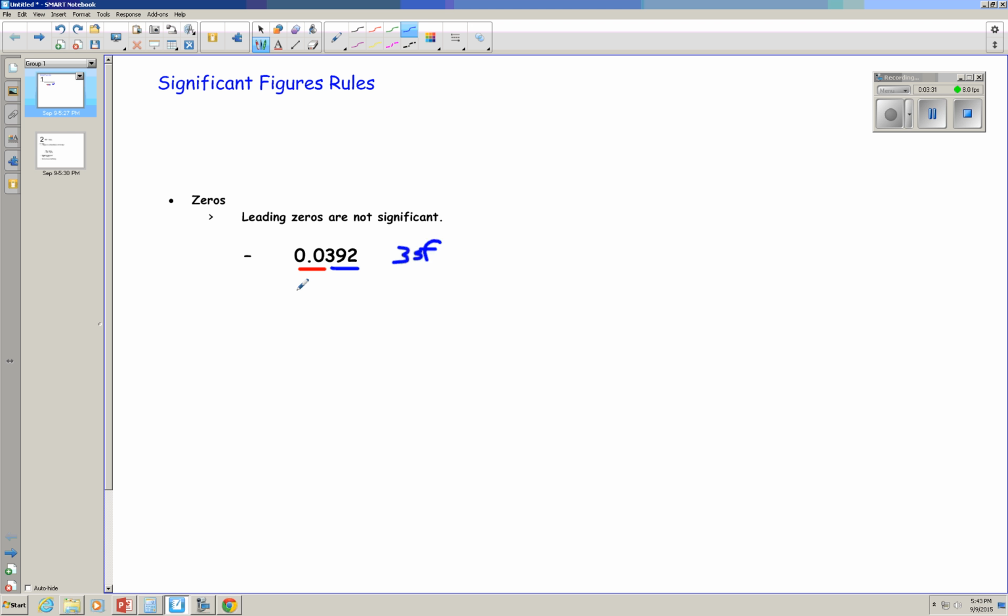Here's another example of the same thing. 0.01. Both zeros at the beginning of the number are leading zeros. 1 sig fig in this number. How about this? 0.1. Same thing. The 0 out in front is a leading 0. It's not significant. This number also has 1 sig fig.